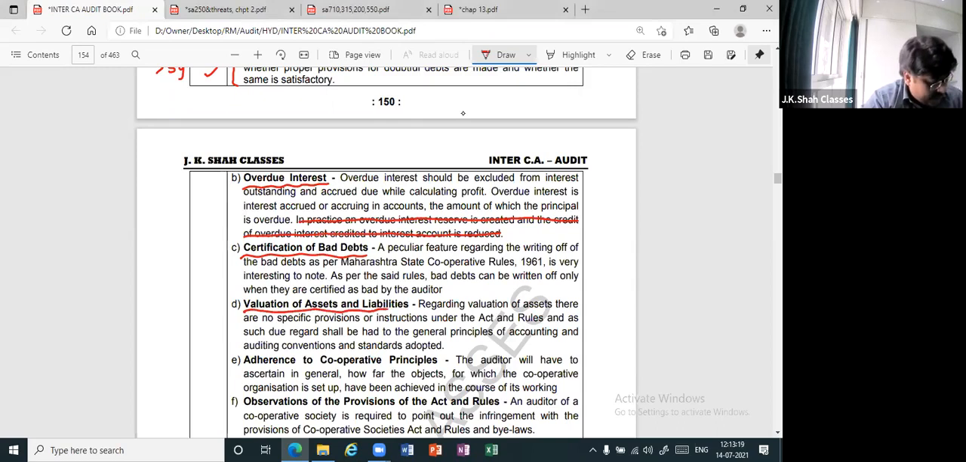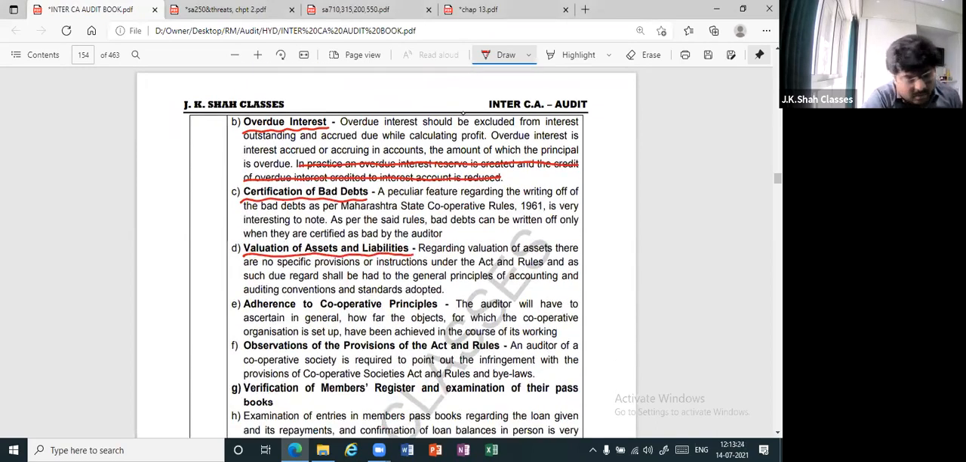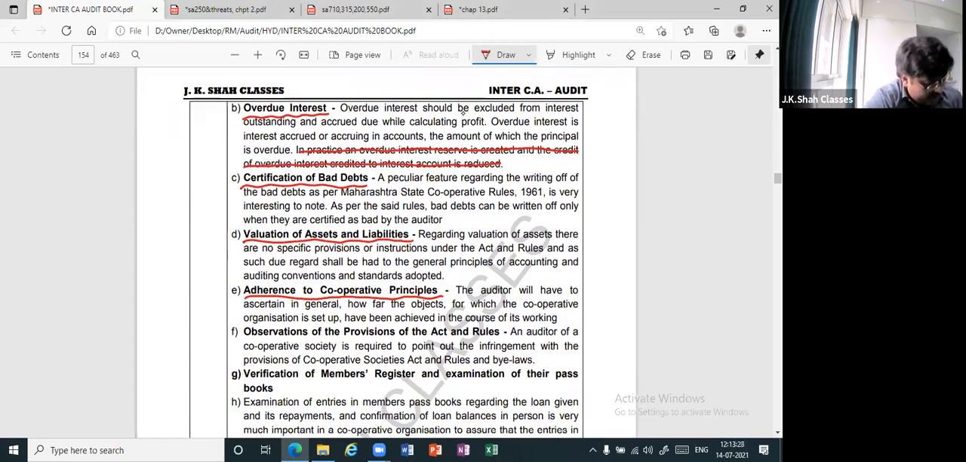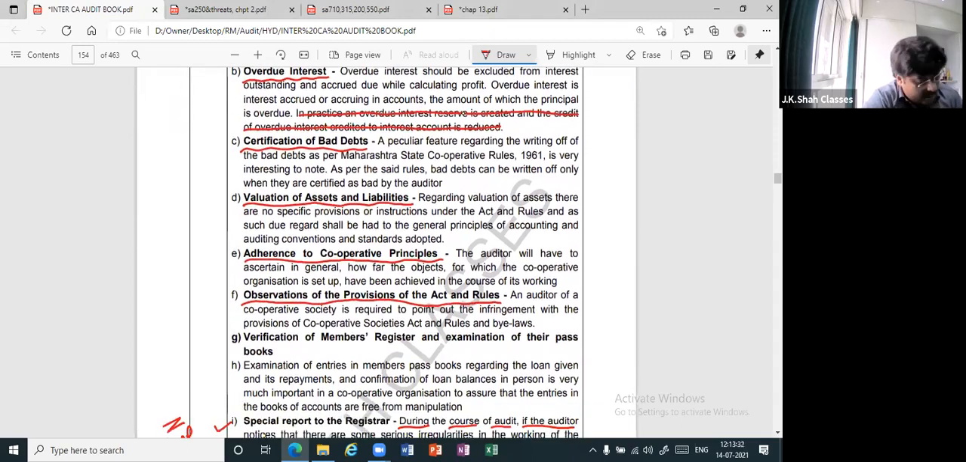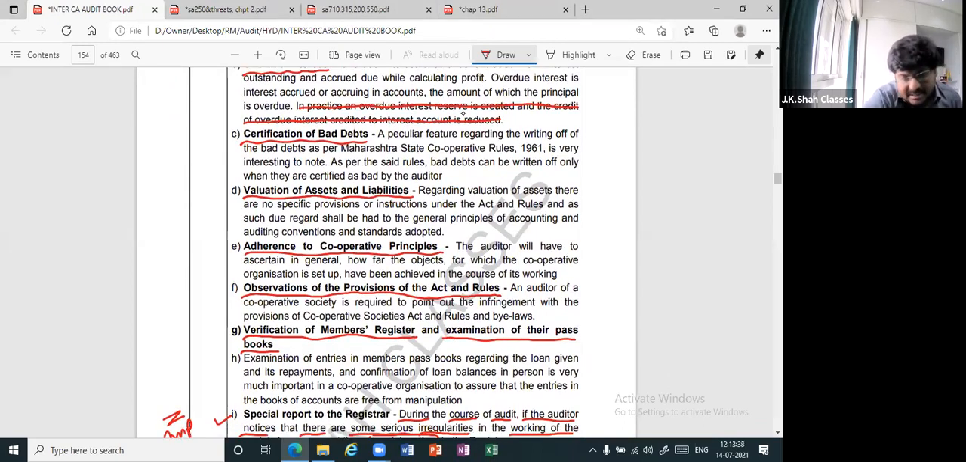Thereafter, valuation of the assets and liabilities should be done properly as per the accounting framework. What else? There has to be adherence to the cooperative principles, whichever are there. Thereafter, you have to observe whether all the provisions of the acts and the bylaws are followed or not. Thereafter, you have to verify the members' register and examine their passbooks if they have taken any loans, deposits, etc.